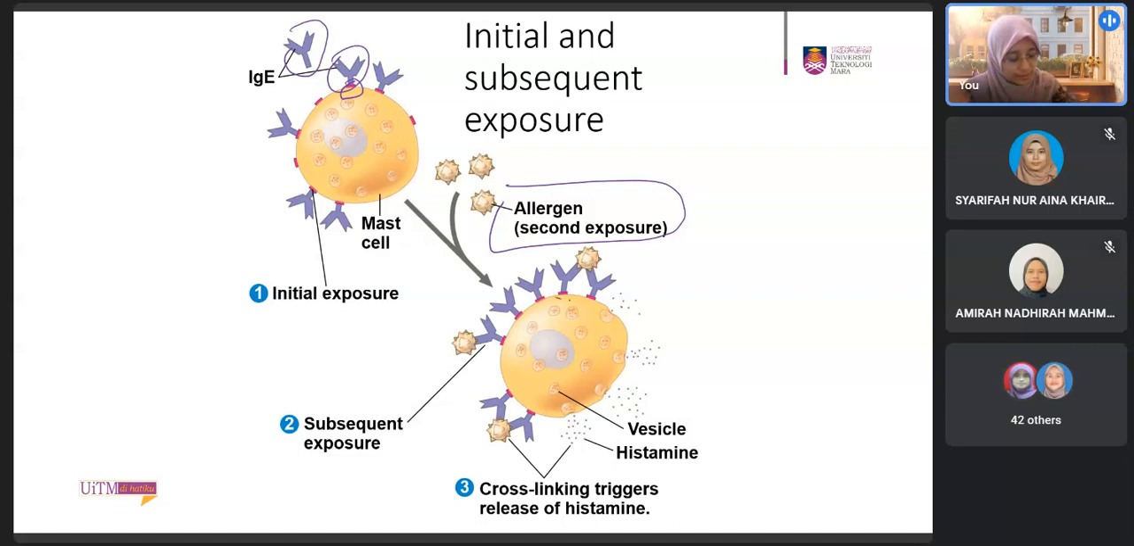So you have neighboring IgE cross-link with the allergen, causing the release of histamine. Okay, cross-linking triggers release of histamine, causing vasodilation and increased permeability that cause allergic symptoms.